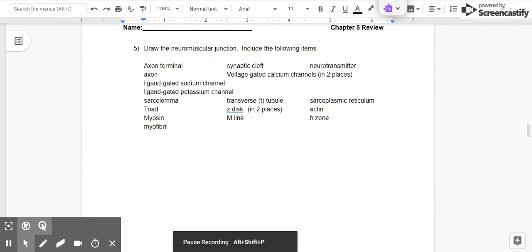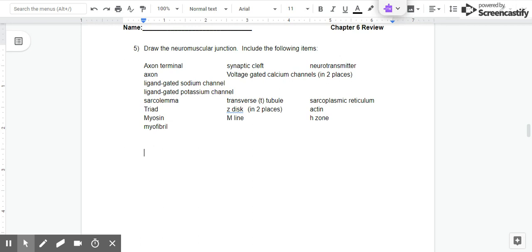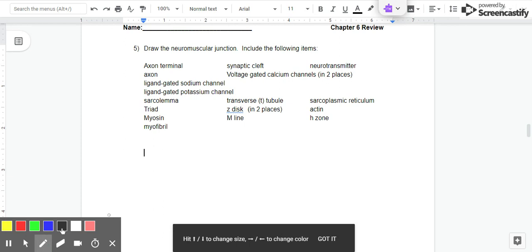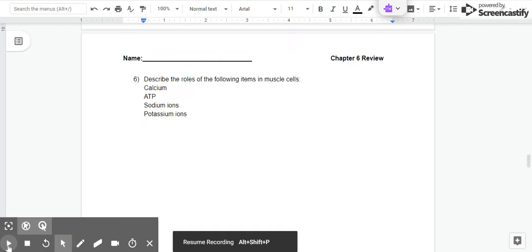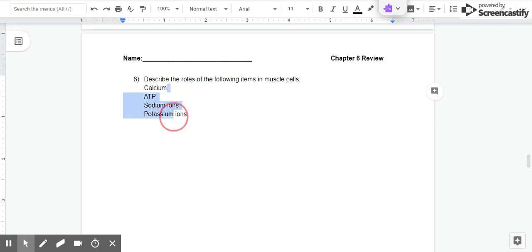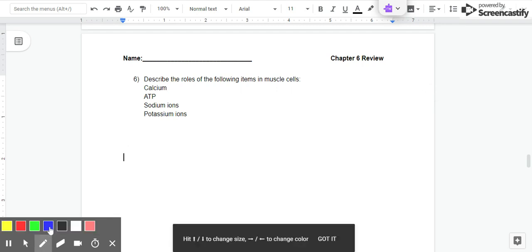So in this sheet right here, I gave you a drawing in class, and I'm just going to reference that. There's 23 different things, and I'm just going to change something very quickly. This should say voltage gated potassium channel. So this should be a voltage gated potassium channel, not ligand. All right, we have these four molecules that are important for muscle cell contraction. So we'll start with calcium.